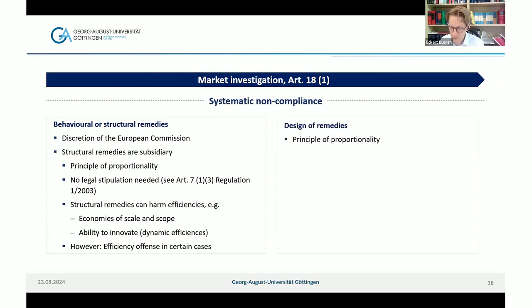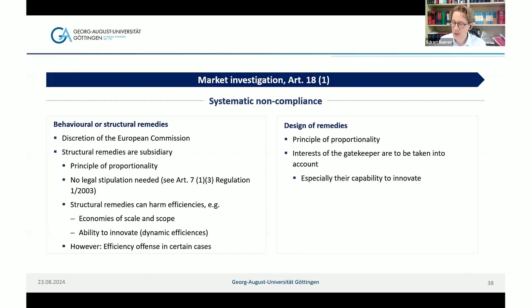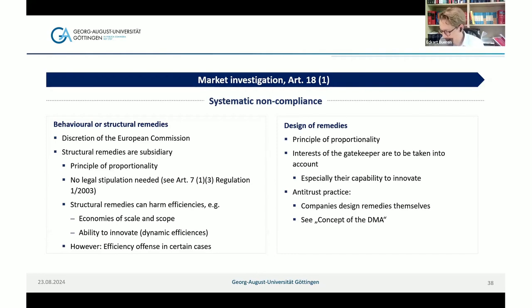So again, the principle of proportionality comes into play. So the interests of the gatekeeper are to be taken into account, especially also their ability to innovate. But we know from antitrust practice, the Commission usually is reluctant in designing remedies itself. The concept of the DMA is otherwise. So it remains to be seen to what extent the Commission will make use of this tool to impose remedies on the gatekeeper in case of systematic non-compliance.